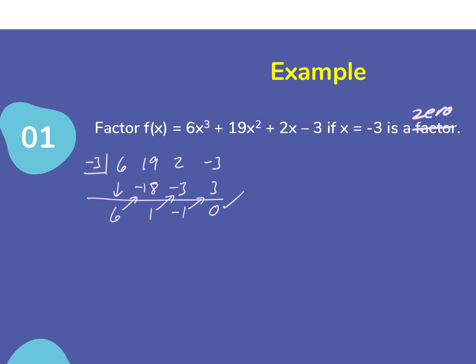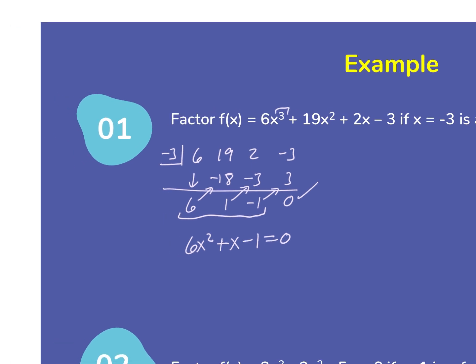All right. Now, these numbers make up the coefficients of your quotient. If you have an x to the third, you should expect your quotient to start with an x squared. So I'm going to have 6x squared plus x minus 1 equals 0. And we can go ahead and factor this. There's something in front of our x squared, so we're going to factor it by grouping. 6 times -1 is -6, and we want factors of -6 that add to 1. That's going to be +3 and -2. So I can split up that middle term: plus 3x minus 2x. Bring down the -1, bring down the 6x squared equals 0.